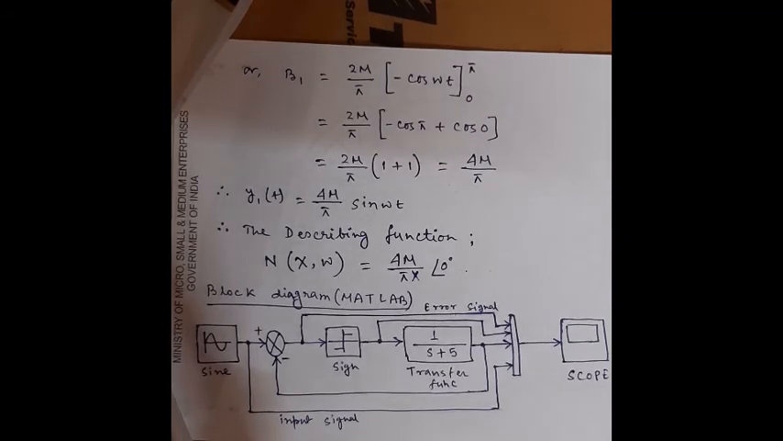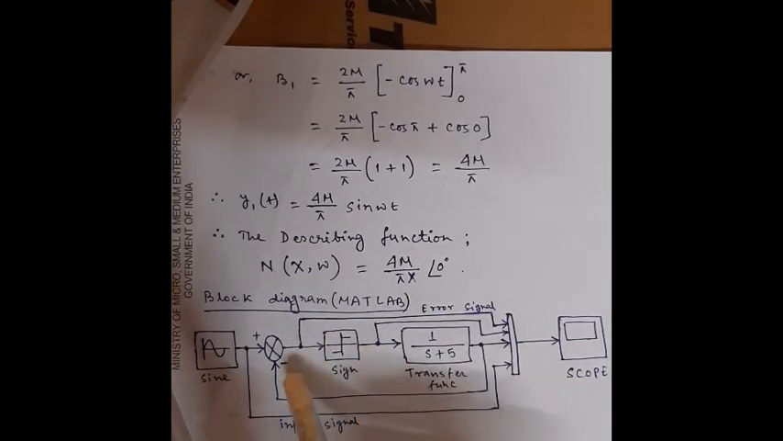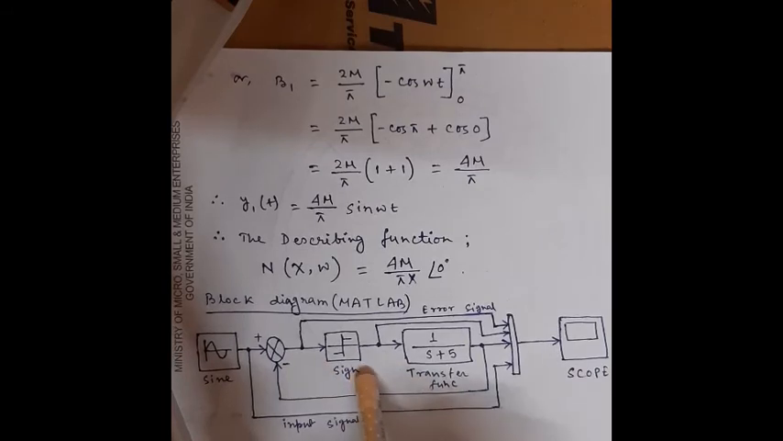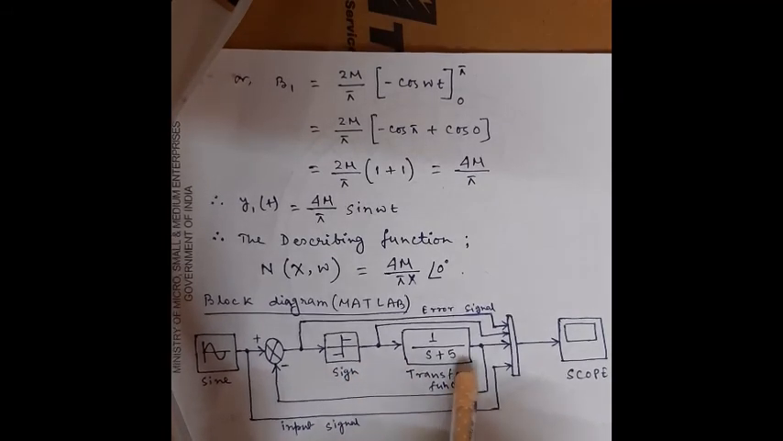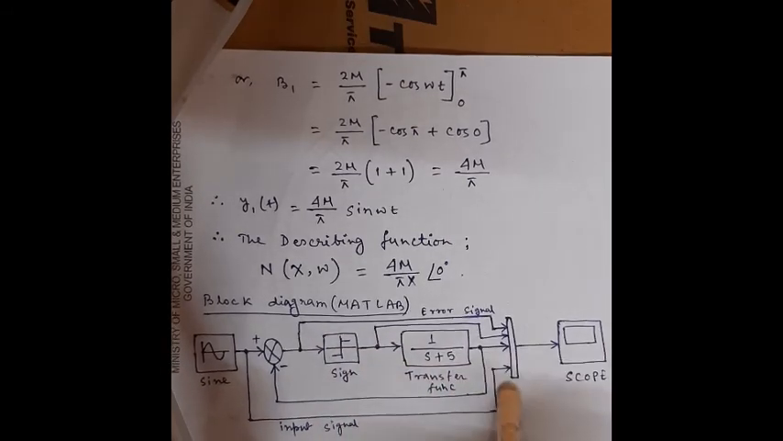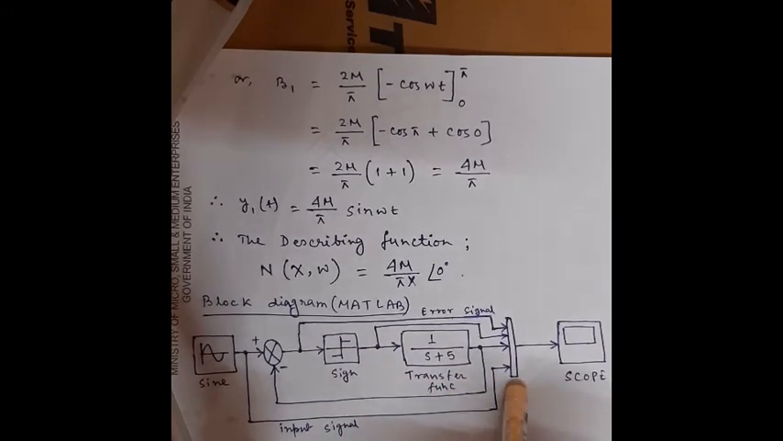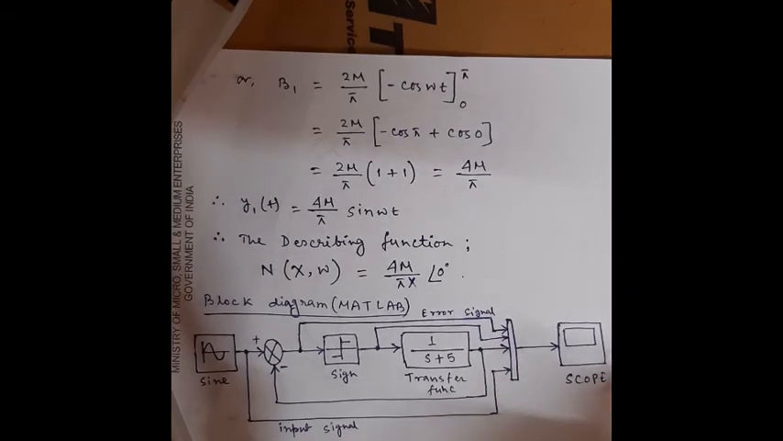So here is the block diagram. In the block diagram we can see that there is an input block, that is the sinusoidal input block, and a summing point. This is the on-off nonlinearity. This is the transfer function. Here we assume that the transfer function of the system is 1 divided by s plus 5. You can take any other kind of transfer function. This is the multiplexer block or mux, and this is the output or scope.